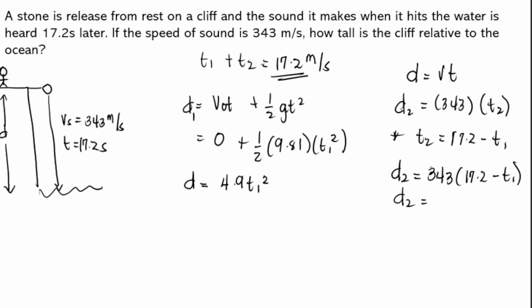So, since same distance naman yung hanapin natin, gamitin natin tong equation na to. So, equate natin si D1 is equals to D2. So, para mahanap natin si time. Okay? So, 4.9 T1 squared is equals to 343 times 17.2 minus T1. Okay?